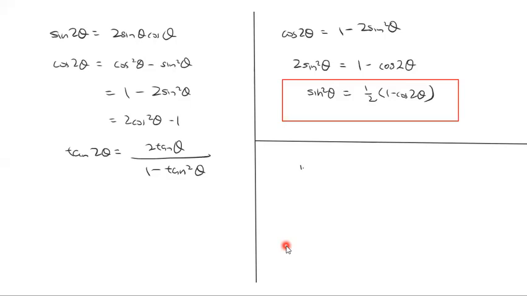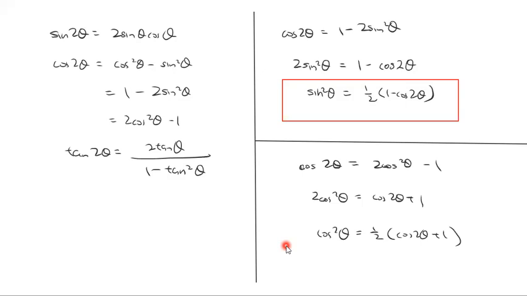Similarly, there's an equivalent one for cosine as well. So you can quite clearly see that 2 cos squared theta will be cos 2 theta plus 1, and therefore cos squared theta will equal half of cos 2 theta plus 1. Yes, that makes sense. Great.